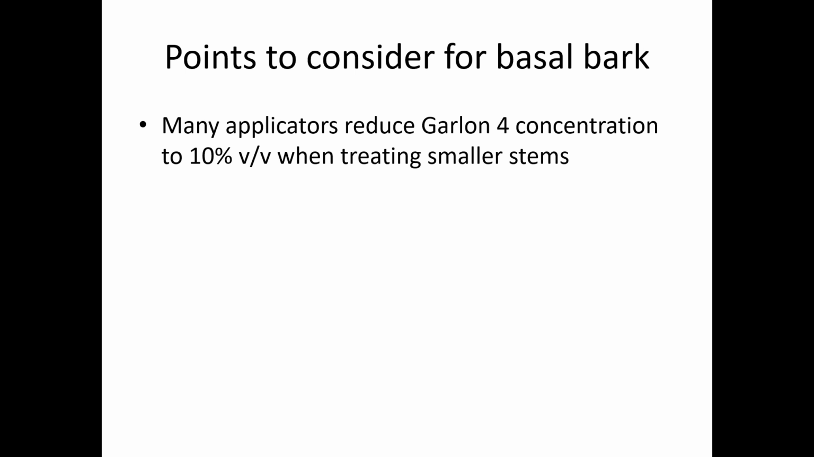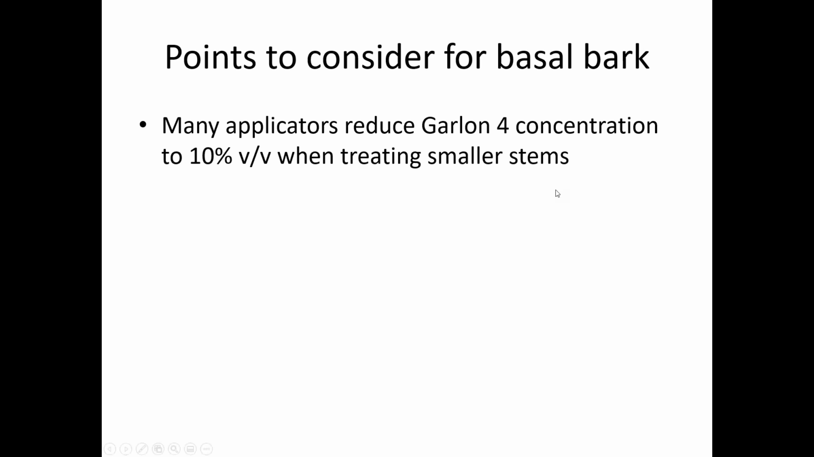All right, a couple of important points to consider on basal bark. We've given you this 20% volume to volume, but the reality is a lot of applicators can reduce that Garlon 4 concentration down to about 10% volume to volume when treating smaller stems. So if you've got quite a few stems in that 1 to 2 inch diameter range, for many species, 10% Garlon 4 will actually do the job nicely.